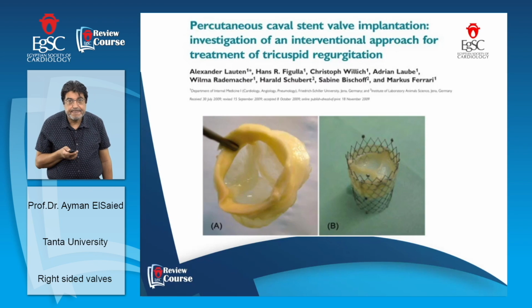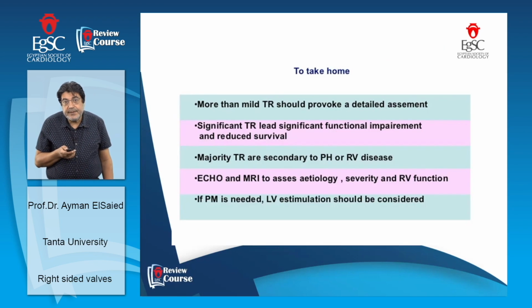This is the technique. My take-home message for tricuspid valve disease: more than mild tricuspid regurgitation should provoke a detailed assessment. Significant tricuspid regurgitation leads to significant functional impairment and reduced survival. The majority of tricuspid regurgitation is secondary to pulmonary hypertension or RV disease. Echo and MRI both are important to assess the etiology, severity, and the mechanism of tricuspid valve incompetence.